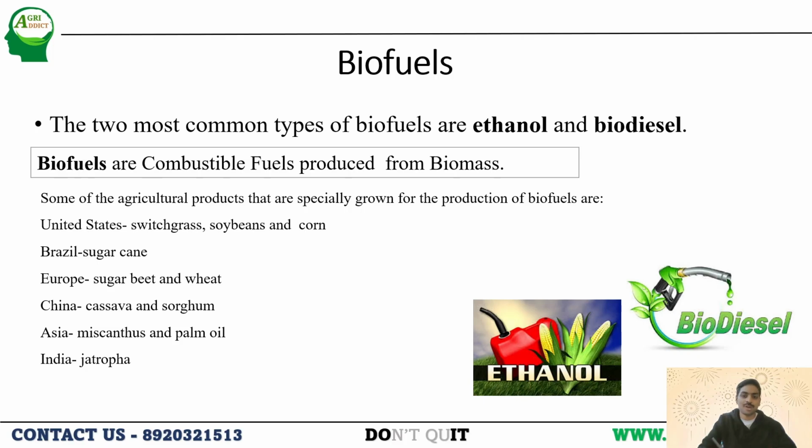Next, talking about biofuels, majorly we'll be using ethanol and biodiesel. Some of the agriculture products that are specifically grown for the production of biofuels have been listed here, so you should make a note. In India, we are growing jatropha for biodiesel production. In the Asian continent, palm oil and miscanthus. In China, it is cassava and sorghum. In Europe, it is sugar beet and wheat. In Brazil, it is sugar cane. And in the United States, it is soybean and corn. Means in different countries, they are growing different types of crops for biofuel production.